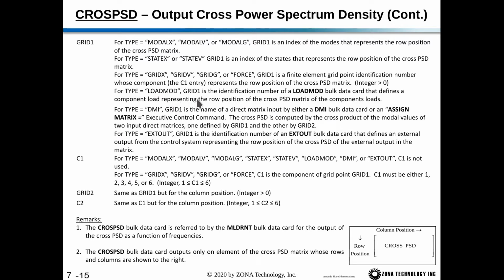For type load mod, grid 1 is the identification number of the load mod card. For type DMI, grid 1 is the name of the matrix imported by either the DMI card or assigned matrix. And then for type EXT out, grid 1 is the identification number of the EXT out bulk data card. And the CROSPSD is referred to by the MLD print card for the output of the CROSPSD as a function of frequencies.